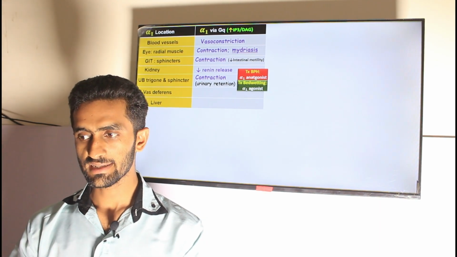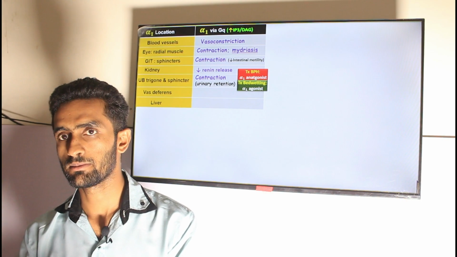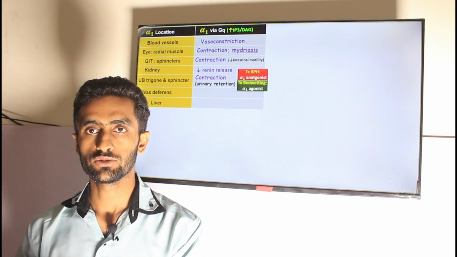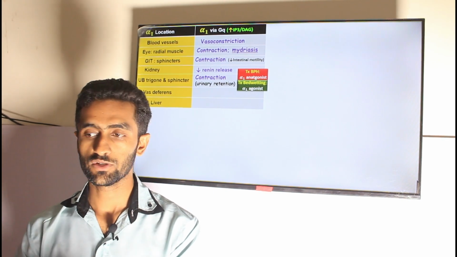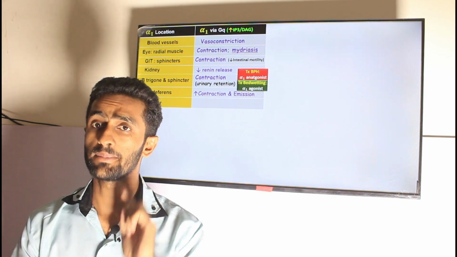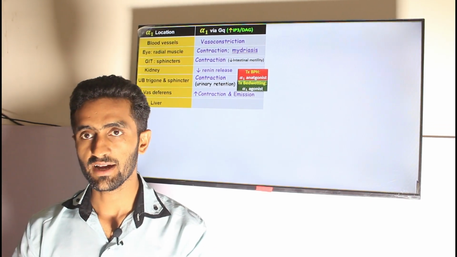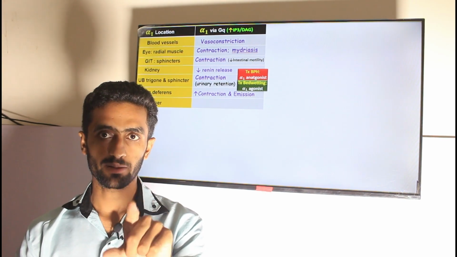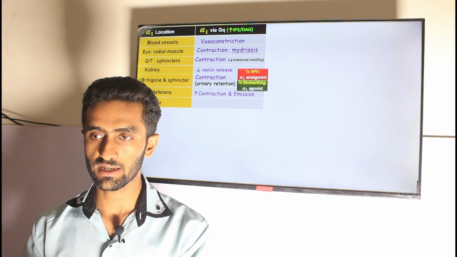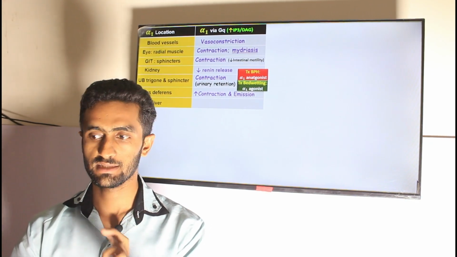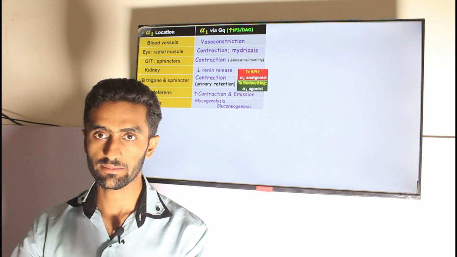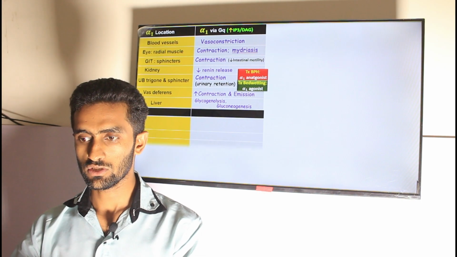Similarly, if someone has a bedwetting problem at night, you can use an alpha agonist because they cause urinary retention. Vas deferens: contraction and emission. Remember, emission is associated with the sympathetic, while the erection of the penis is associated with the parasympathetic, while ejaculation is a somatic function. Liver: glycogenolysis and gluconeogenesis, meaning they increase the glucose level.